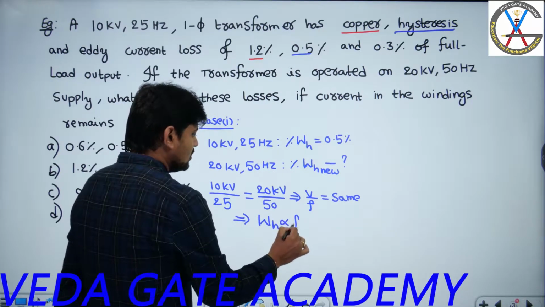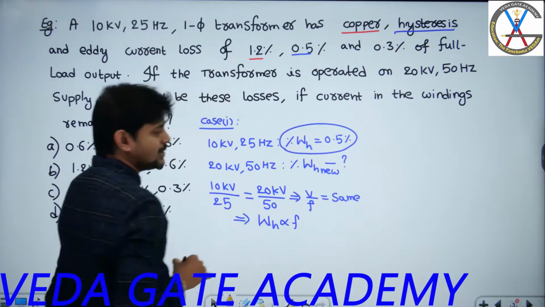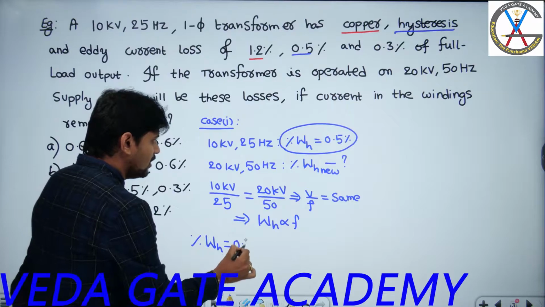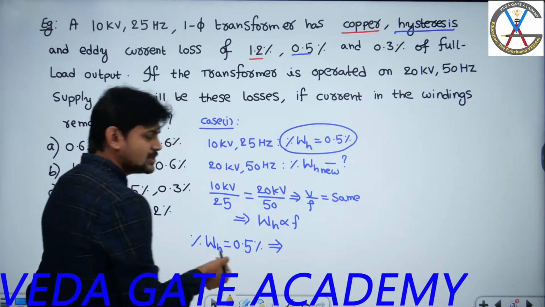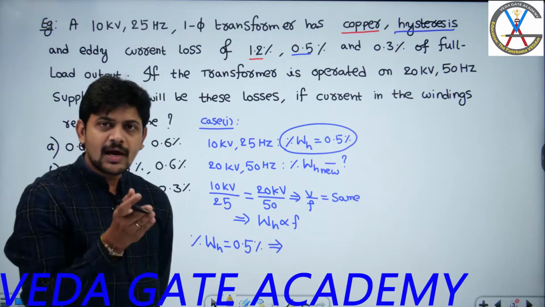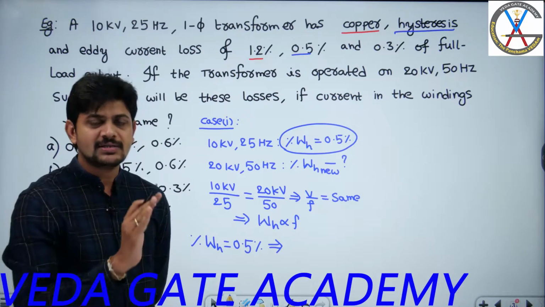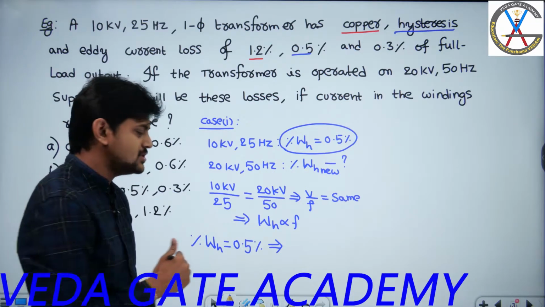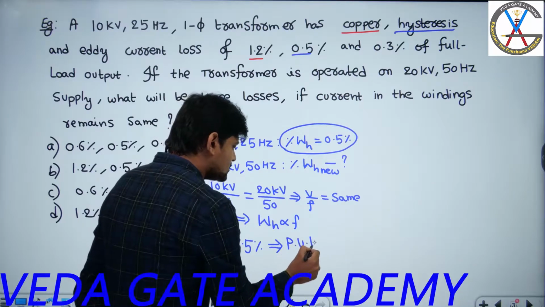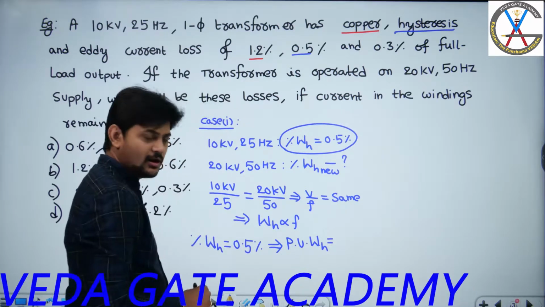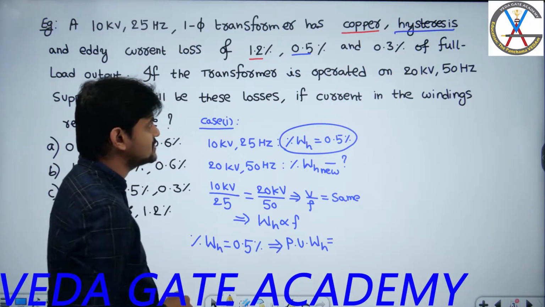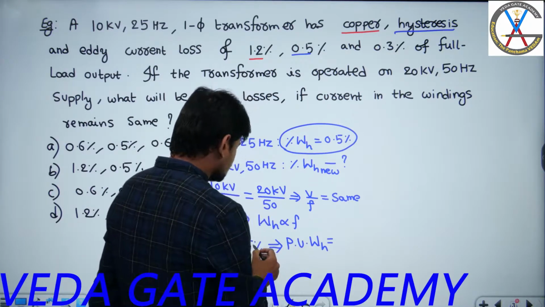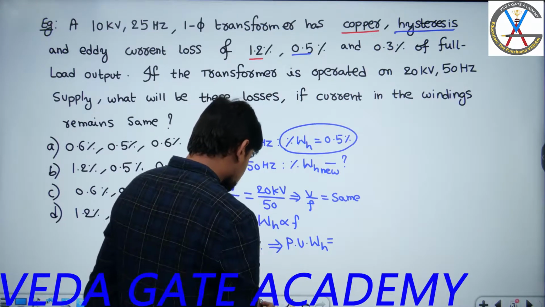Now, they have given percentage hysteresis losses as 0.5 percent. So the percentage hysteresis losses is equal to 0.5. How will you get per unit hysteresis losses if I know the percentage? If you multiply the per unit quantity with 100, you will get percentage hysteresis losses. Then I can get per unit hysteresis losses by dividing this percentage value by 100.